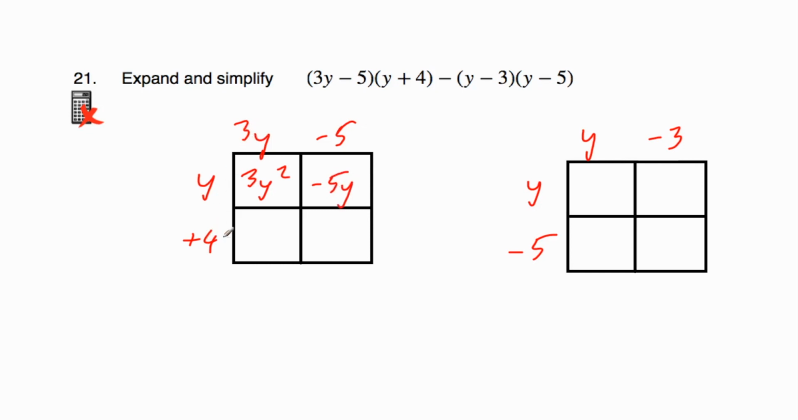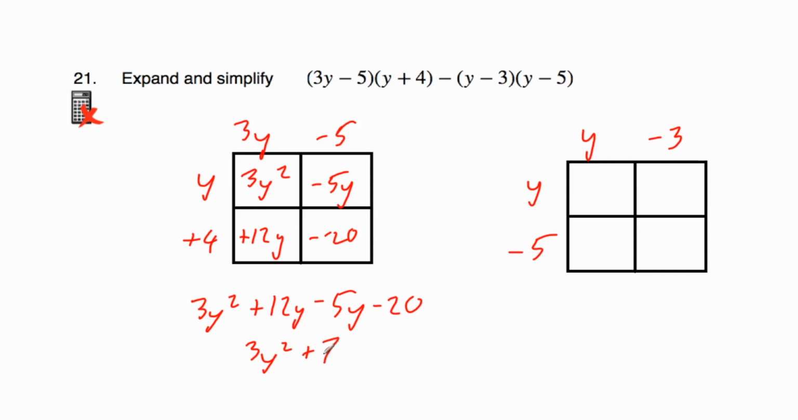3y times 4, well 3 times 4 is 12, so plus 12y. And then finally a positive times a negative is a negative, and 5 times 4 is 20, so minus 20. So that would be 3y squared. We've then got plus 12y minus 5y minus 20. And then 12y take away 5y would be 7y, so that's 3y squared plus 7y minus 20. So that's what we get when we expand our first pair of brackets.